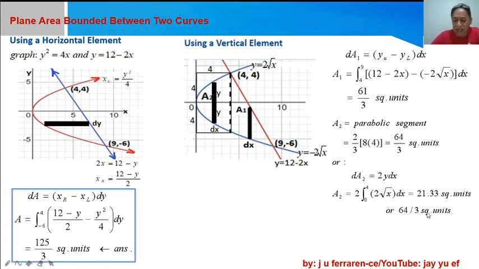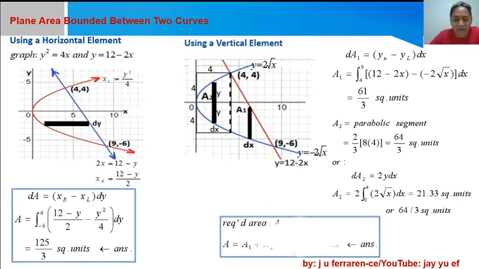So the total area can be solved, which is the sum of A1 and A2. That's 125 over 3 square units. So this is the process of finding the area of a regular region through integration.